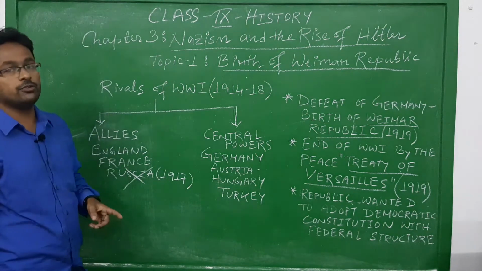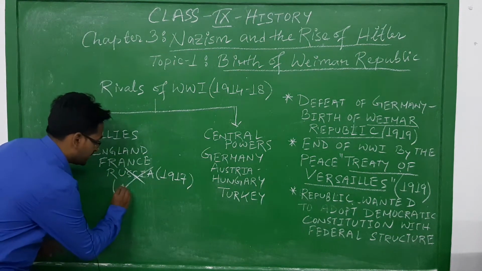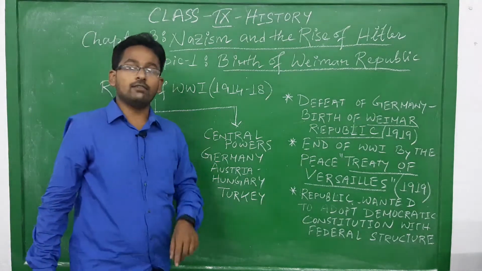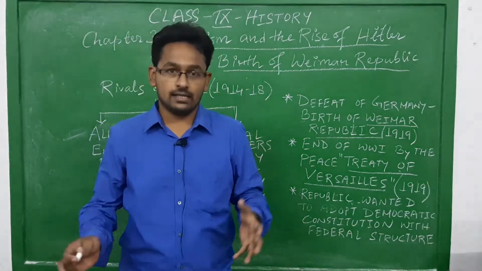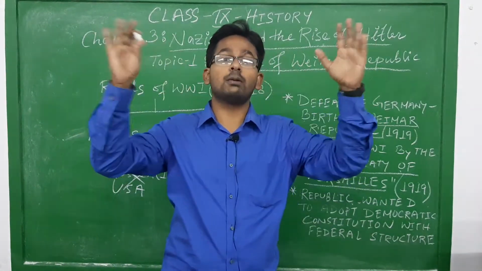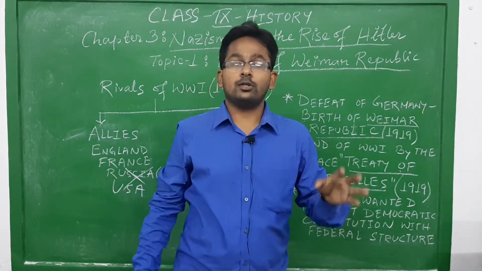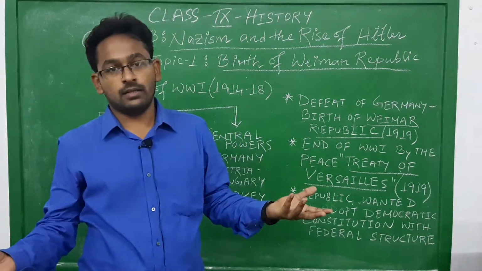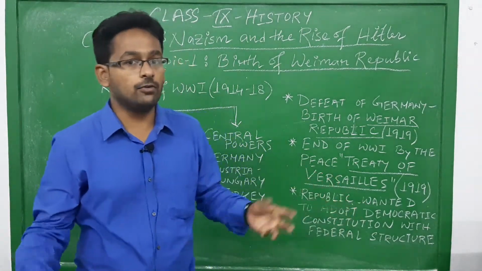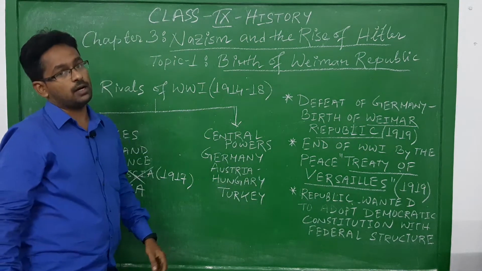But when Russia withdrew from the First World War in 1917, the United States of America joined the Allies. And as we all know, the United States of America is one of the superpowers in the world, so when they decided to support the Allies group, obviously the result became obvious, and therefore the Allied powers won against the Central Powers.